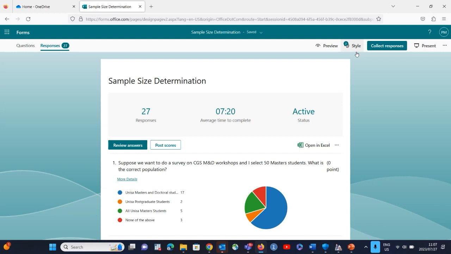In terms of the first question, the question says, suppose we want to do a survey on CGS M&D workshops, and 50 master students are selected for the survey. That's the assumption. What is the correct population? These M&D students are coming from a certain population. And what is important here is to look at what you are studying. The study is about CGS M&D workshops.